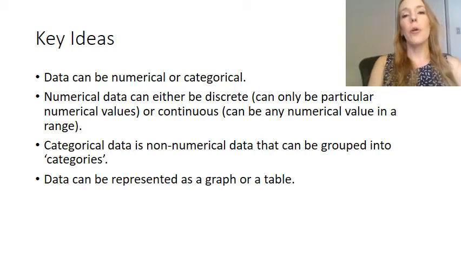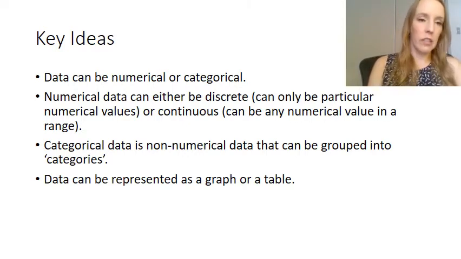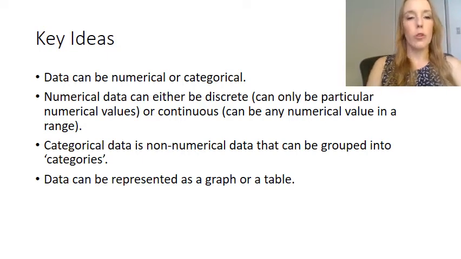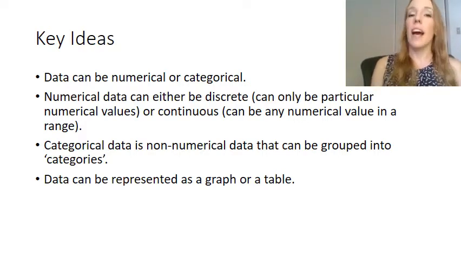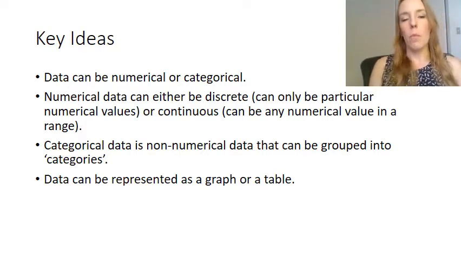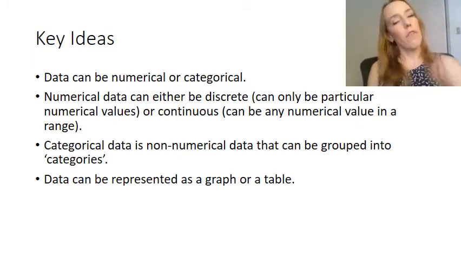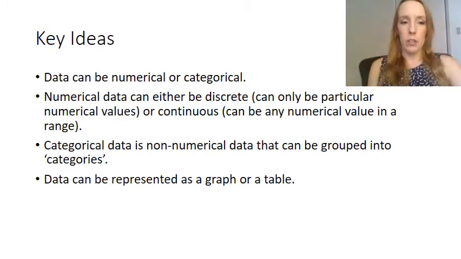Okay, so one of our key ideas today is that data can be numerical or categorical. That means it can be a number. For instance, if you're looking at people's shoe sizes, you'd have a number, 5, 6, 7, 8, whatever. That's numerical data. Or it could be categorical. So it could be, what pet do you have? Dog, cat, fish, guinea pig. That would be categories of data.